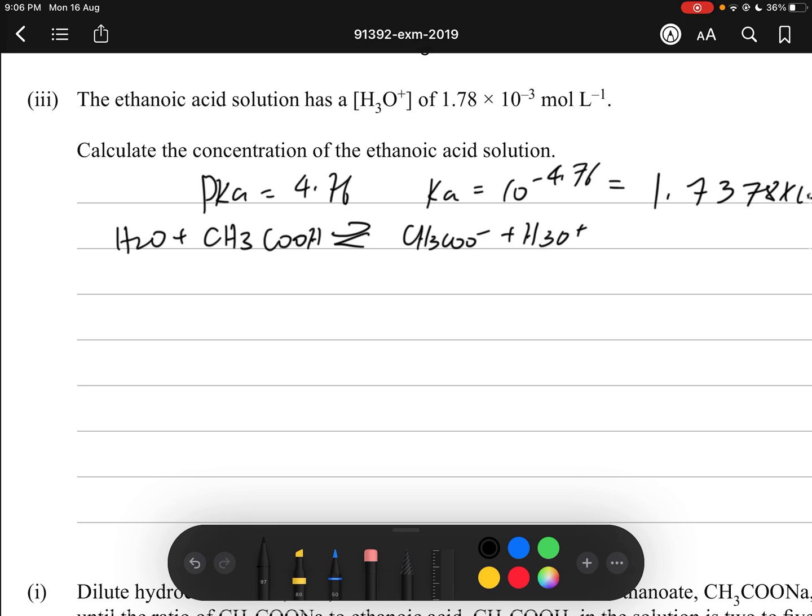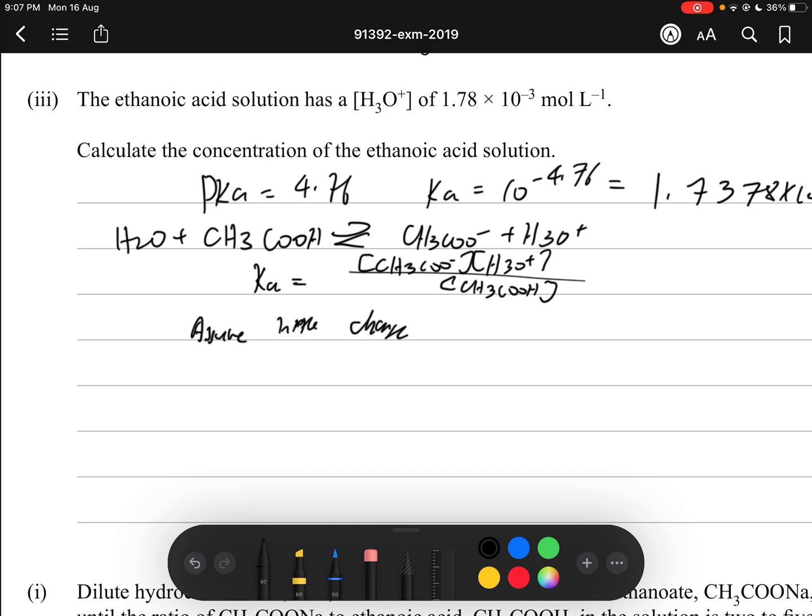And we can express this in the equilibrium expression. So we can say that Ka is equal to the concentration of CH3COO minus times hydronium, divided by CH3COOH. So we're going to assume little change, and therefore we can just say that it's equal to the original concentration of CH3COOH.